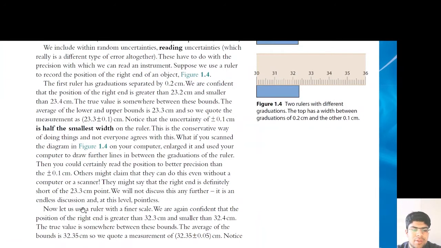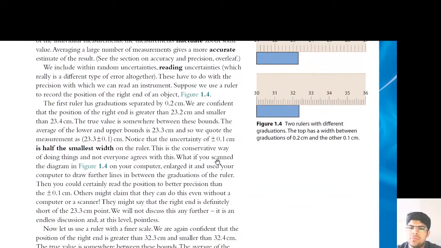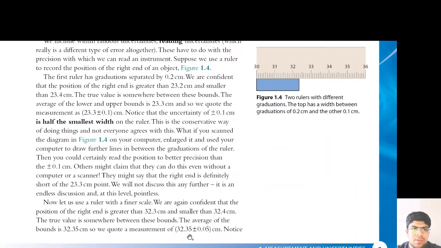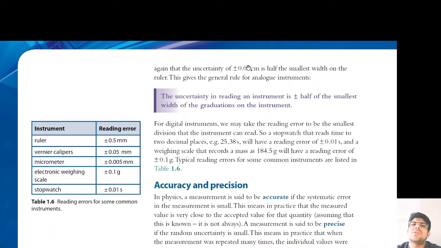Now let us use a ruler with a finer scale. We are again confident that the position of the right end is greater than 23.3 centimeter and smaller than 23.4 centimeter. So the true value is somewhere between these bounds. The average of the bounds is 23.35 centimeters, so we get a measurement of 23.35 plus minus 0.05 centimeter. Notice again that the uncertainty of plus minus 0.05 centimeter is half the smallest width on the ruler.